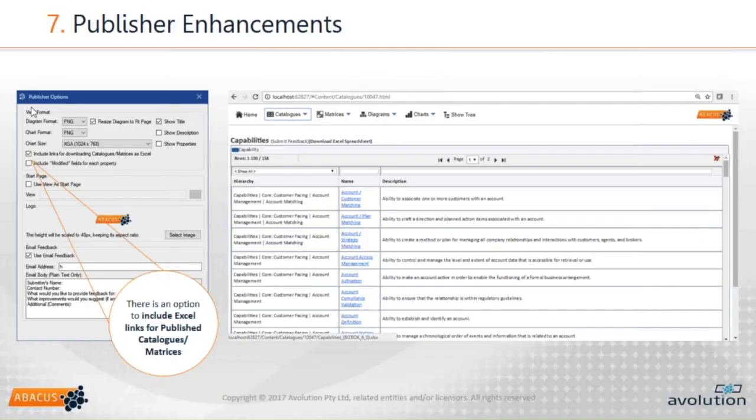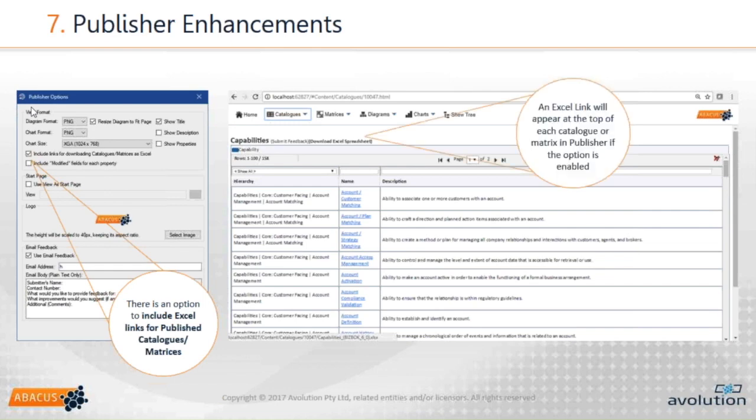Back to the presentation, we've made a number of enhancements to the publisher module with Abacus. That's that feature I just mentioned that allows you to create web content that you can host in a web portal. And so with that, firstly, there's an extra option that allows you to include Excel links to catalogs and matrices that are published. And what that means is rather than just view the catalog or the matrix directly through the publisher portal, users now have the option to click on a link, and that link will download exactly what they see in Excel format.